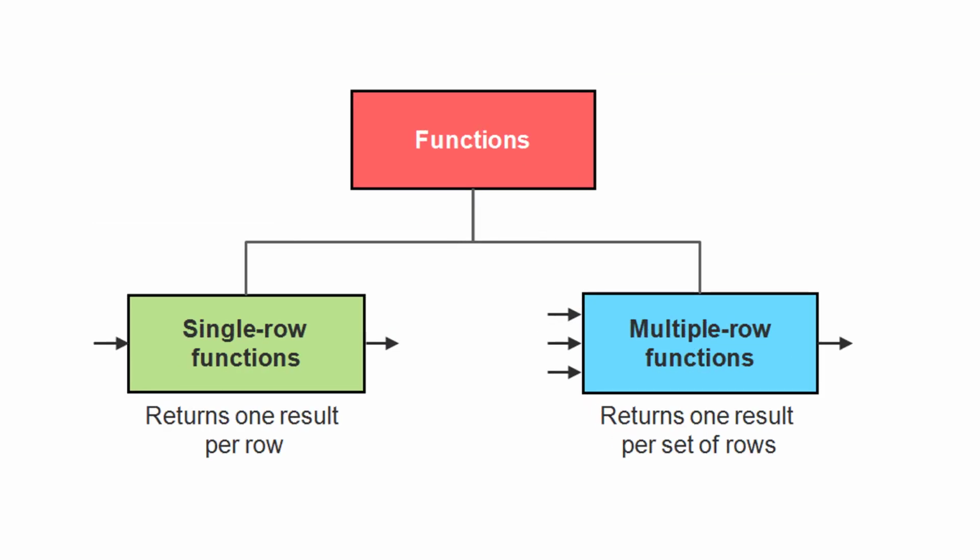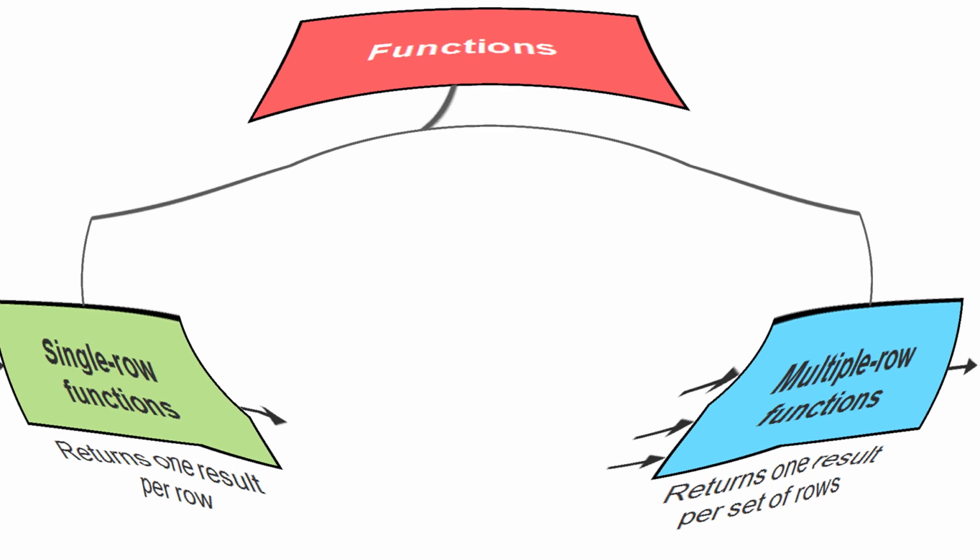Multiple row functions can manipulate groups of rows to give one result per group of rows. These functions are also known as group functions, which will be covered in the later part of the course.